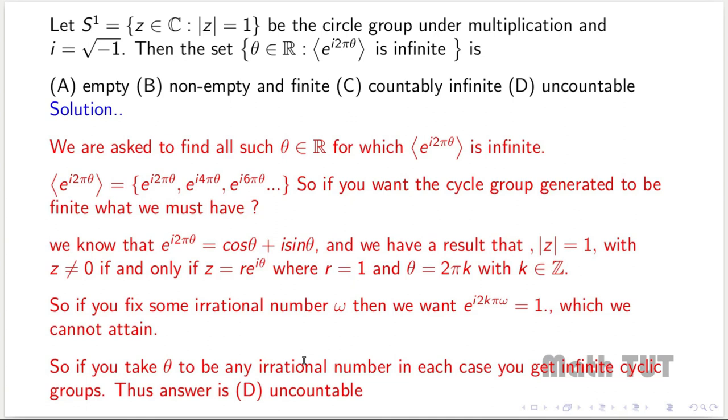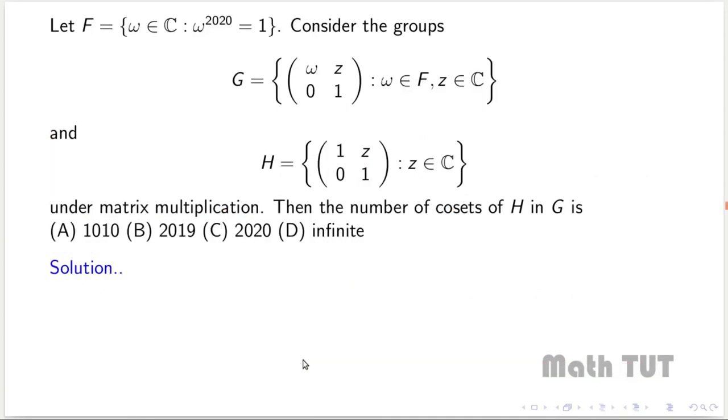So moving to the next question, here we have a problem where we are asked to find the number of cosets of a particular subgroup H in a group G. We are given that both groups have the operation of matrix multiplication, and G is defined in this manner, where omega is taken from F, where F is nothing but the set of all omega belonging to C where omega raised to 2020 is equal to 1.